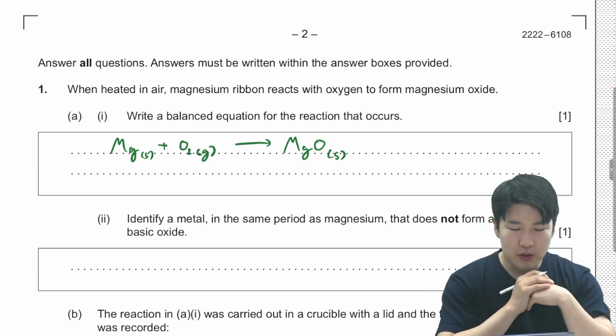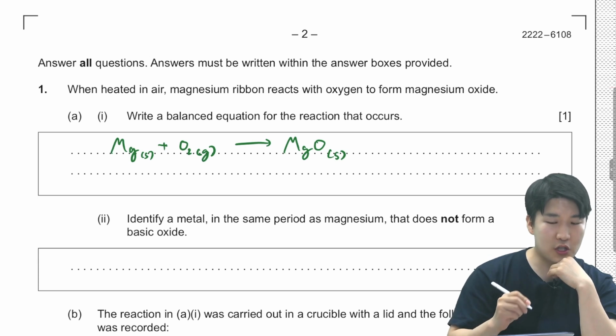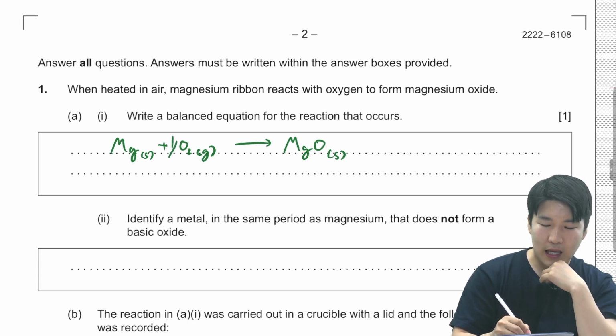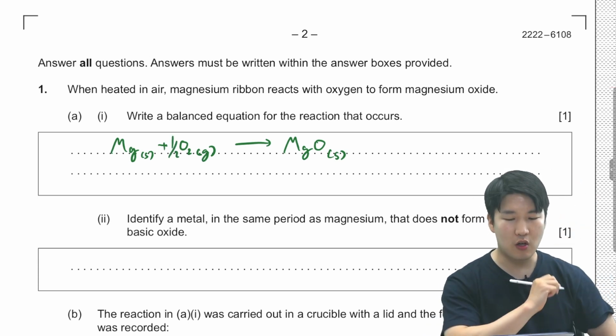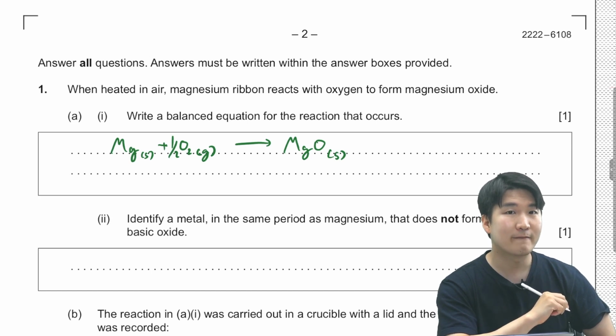Stoichiometry. We're going to start off with one magnesium for which we would only want one oxygen atom, meaning we will be adding only half mole of oxygen. One magnesium, half oxygen, one magnesium oxide.